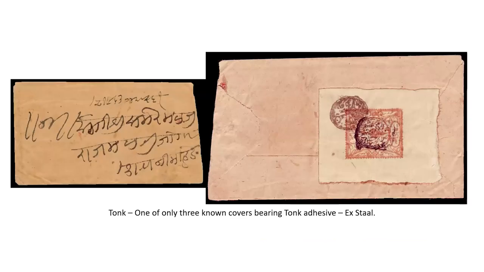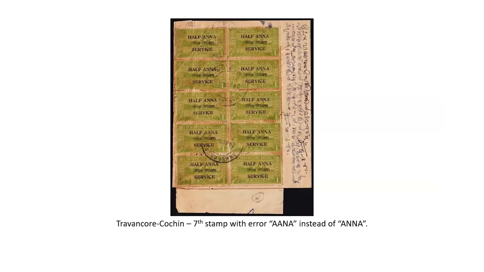And here we have one of three known covers from Tonk. That's it, three stamps on three covers. That's all that's known from Tonk. And here, just for fun, here we have one of the stamps. Left column, second from the bottom stamp, says A-A-N-A instead of Anna, A-N-N-A.